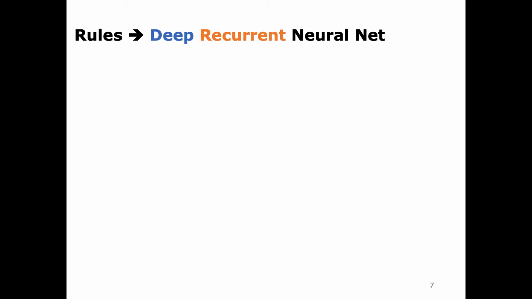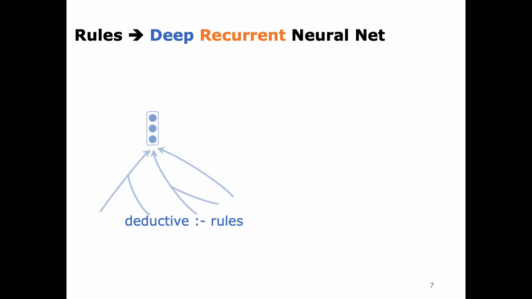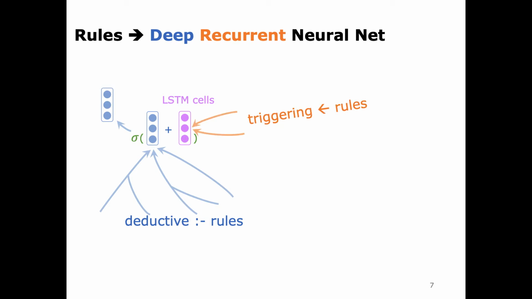Now, let's look at the full picture of computing the neural embedding for a database fact. We compute the contribution of the deductive rules, plus the LSTM cell of this fact, and then pass through nonlinearity to get the embedding. The LSTM cell summarizes all the past events that are relevant to this fact according to triggering rules. The overall architecture is a little like a stacked LSTM.